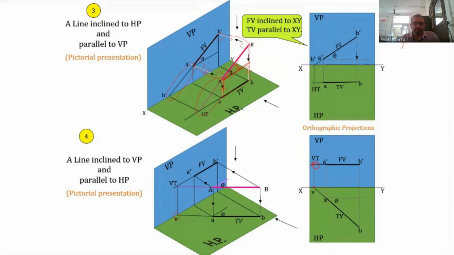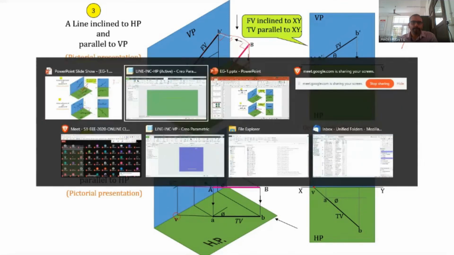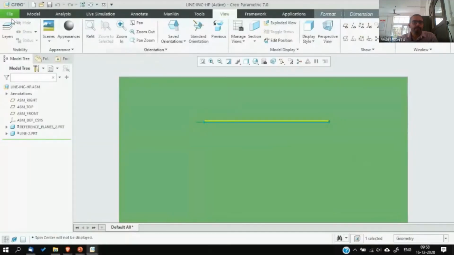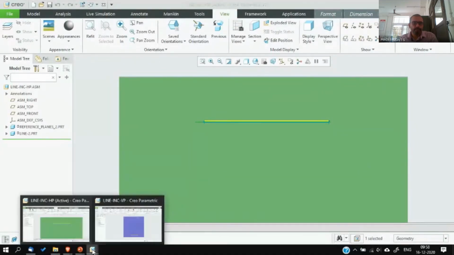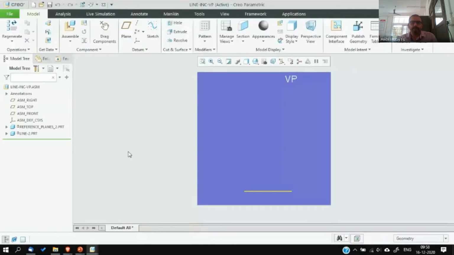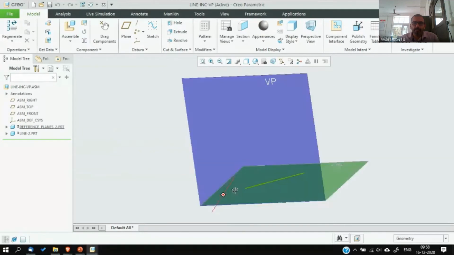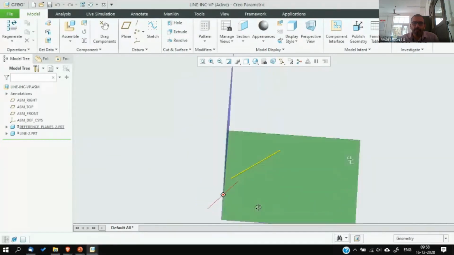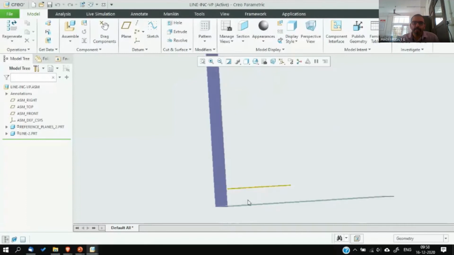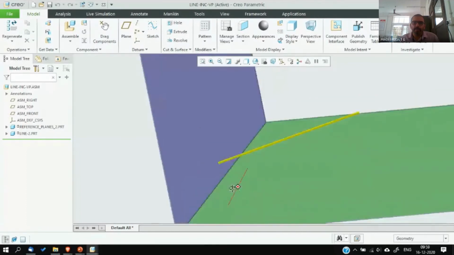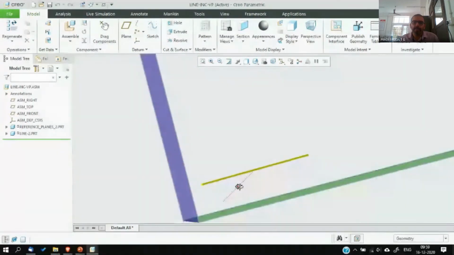So let's see this condition, that is the condition of a line inclined to VP and parallel to HP. This is a line which is inclined to VP. I hope you can identify it. It is a line which is inclined to VP and parallel to HP.